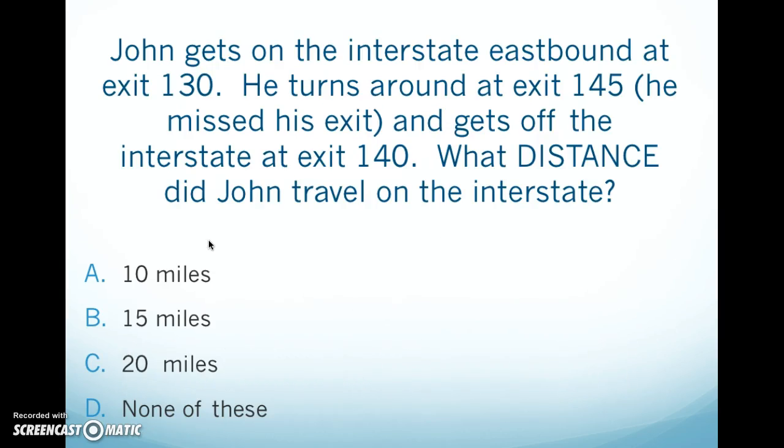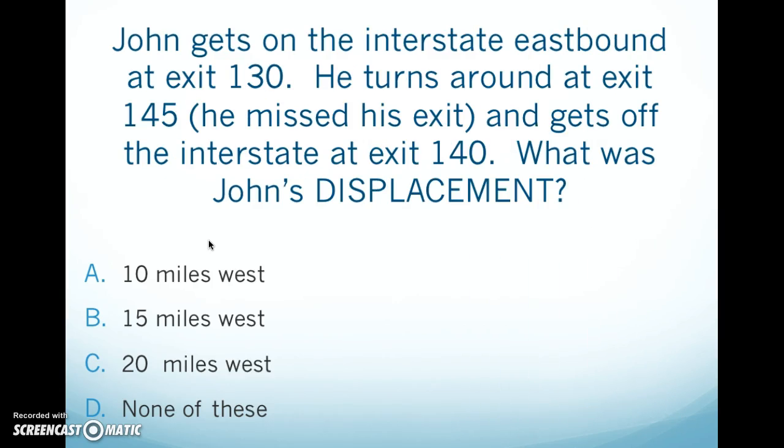John gets on the interstate at exit 130. He turns around at exit 145 and comes back to 140. What distance did he travel? So he went from 130 to 145, that's 15 miles, and then came back another 5 miles to get to his exit. So he traveled a total of 20 miles. But the second follow-up question to that is, what is his displacement? He started at exit 130, he ended at exit 140, therefore his displacement is only 10 miles.